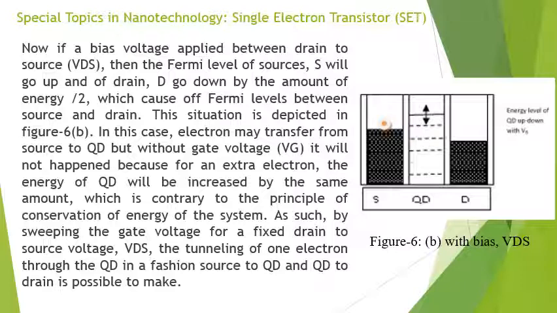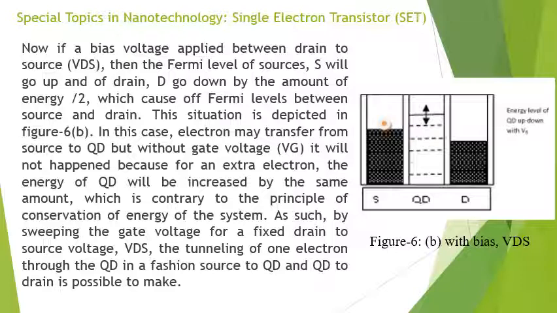Now under biased condition. If a bias voltage is applied between drain and source, then the Fermi level of the source S will go up and that of the drain D will go down by the amount of eV divided by 2, which causes a difference of Fermi levels between source and drain. This situation is depicted in the figure, right? From the figure it is clear that the charge carriers in the source are more, and the charge carriers in the drain are less. So there is a gap in the energy levels, right? The Fermi energy level is different, and that's why it is possible that an electron may transfer from source to quantum dot, but without gate voltage it will not happen.